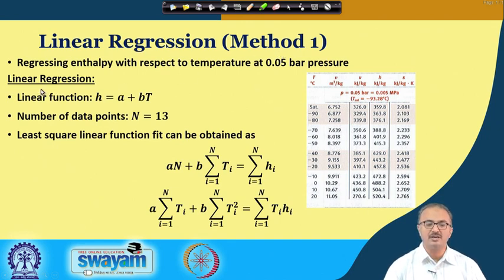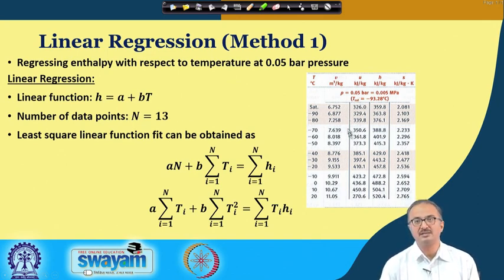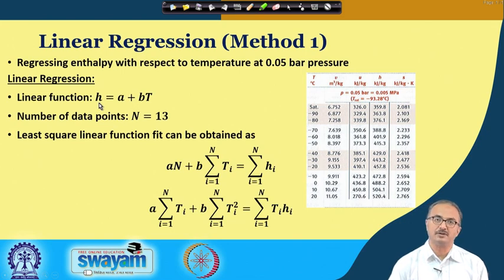Here, arbitrarily, we go with the simplest regression, that is the linear regression, and first we are regressing the enthalpy with respect to temperature at 0.05 bar pressure. Here you see the table for 0.05 bar, and you can count the number of data points, which comes out to be 13, and this is the kind of equation with which we are going to regress the enthalpy as a function of temperature.